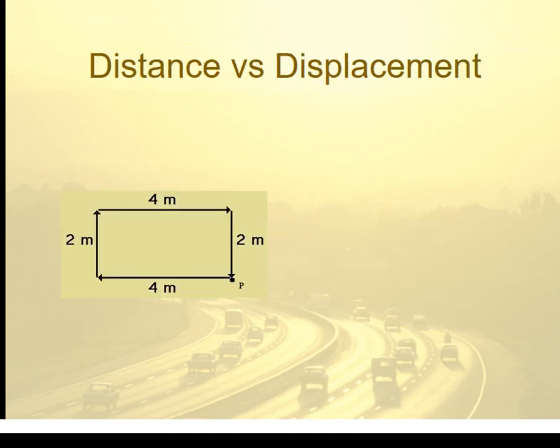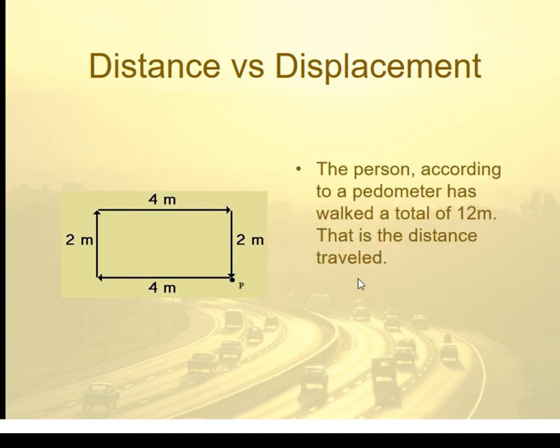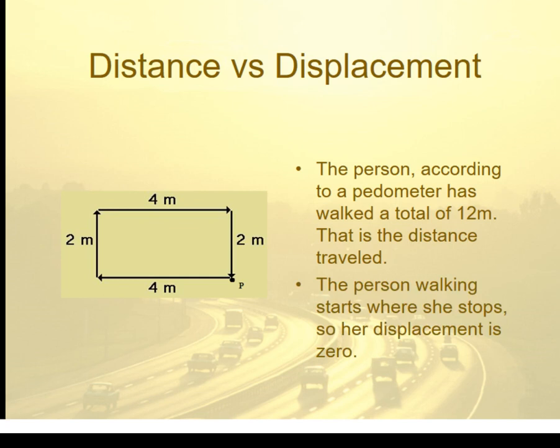So let's look at an example. We have this point P, and we go 4 meters, and then we go 2 meters, and then we go 4 meters, and then we go down 2 meters. Well, if we're talking about the person walking and we want to know how far they went, their distance, it's going to be 12 meters. However, more disappointingly, if we talked about their displacement, the displacement is 0 if they end up where they started, which sounds like you haven't done any work, but that's what displacement is.